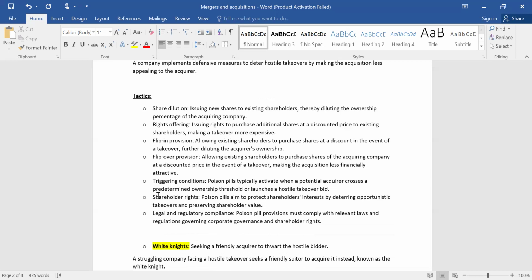So utaambia okay, if the current price per share now ni 100, we will give you, or we will take it at 80. So unapea hiyo discount. So hiyo discount ndio ita attract that company. Na utapata they will accept these mergers and acquisition. And then kuna flip in provision. So flip in provision is a process of allowing existing shareholders to purchase shares at a discount in the event of takeover.